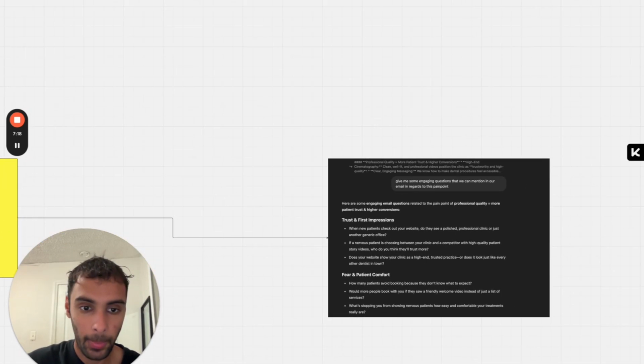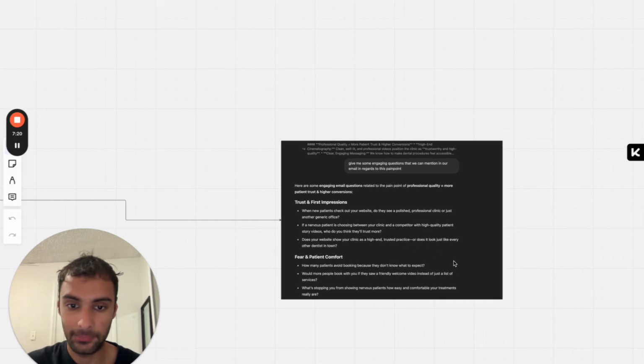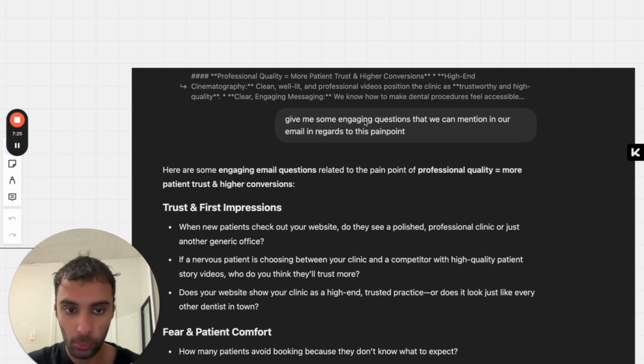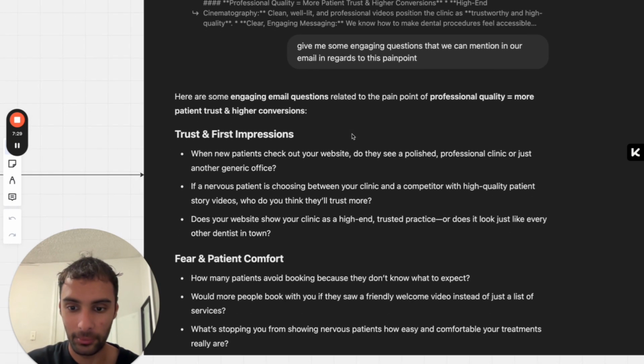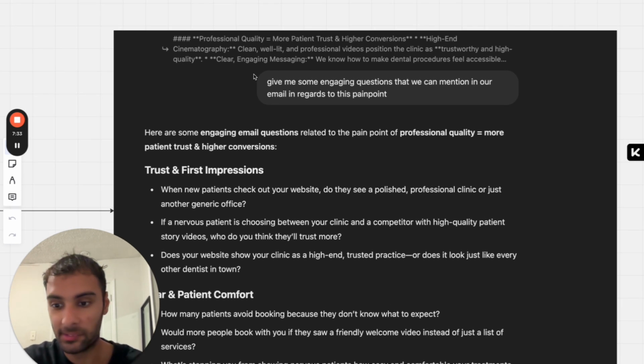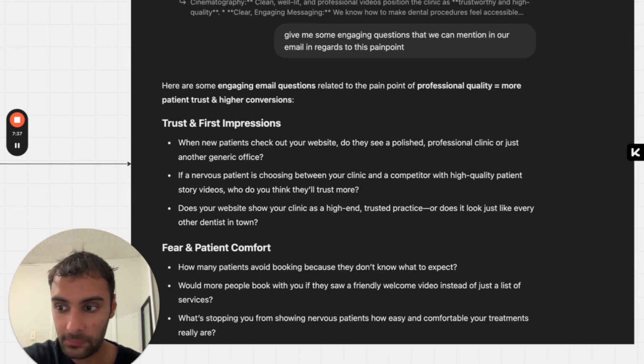So for example, for those pain points that I showed you earlier, you can highlight those pain points and be like, hey, give me some engaging questions that we can use in our email in regards to this pain point, right? So for example, the professional quality, more patient conversions, right? It'll output some really good questions, which is like a poke the bear type of question in your emails. So it'll be like, hey, when new patients check out your website, did they see a polished professional clinic or just another generic office? Not bad.